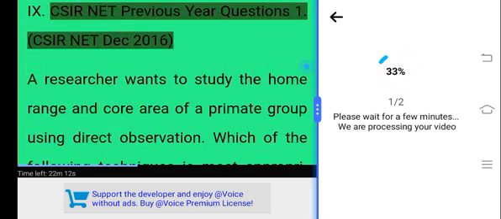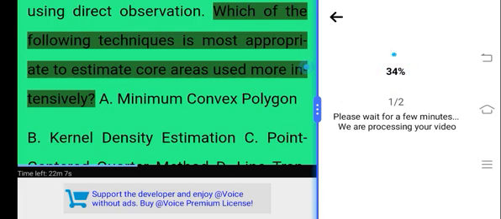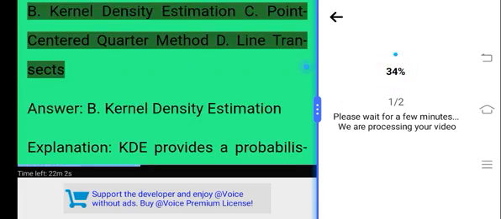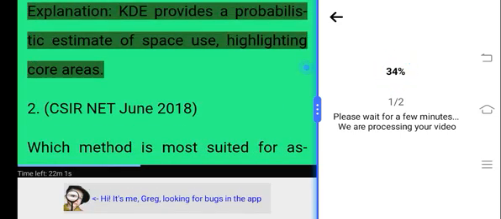CSIR NET previous year questions. 1. CSIR NET December 2016. A researcher wants to study the home range and core area of a primate group using direct observation. Which of the following techniques is most appropriate to estimate core areas used more intensively? A, minimum convex polygon. B, kernel density estimation. C, point centered quarter method. D, line transects. Answer: B, kernel density estimation. Explanation: KDE provides a probabilistic estimate of space use, highlighting core areas.